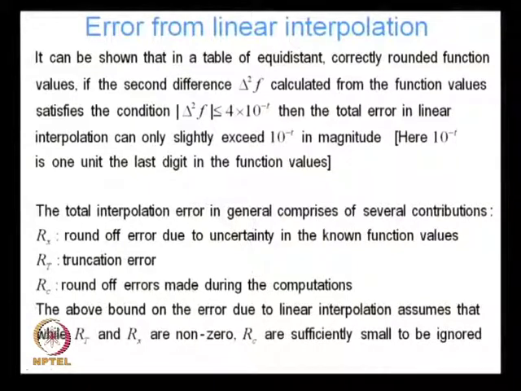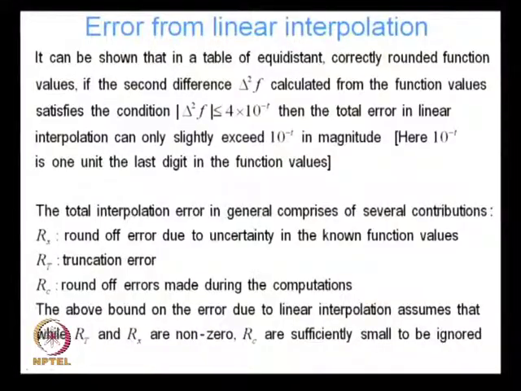Then there is the truncation error. Why is there a truncation error? Because I am approximating my function by an mth order polynomial. If the function is a higher order polynomial, an exponential function, or a hyperbolic function, then whatever be my m, I am not going to approximate that function exactly. So there is always going to be a truncation error. And then there are the round off errors which I make during the computations.